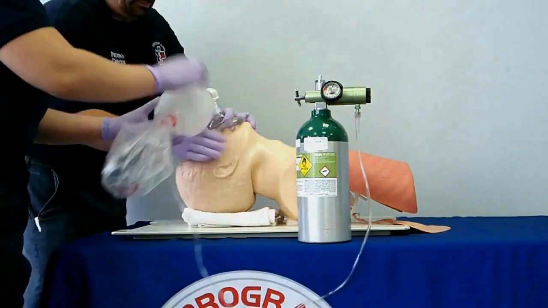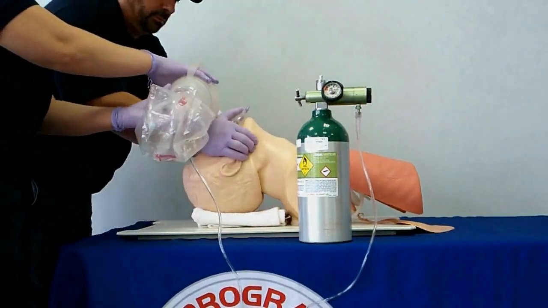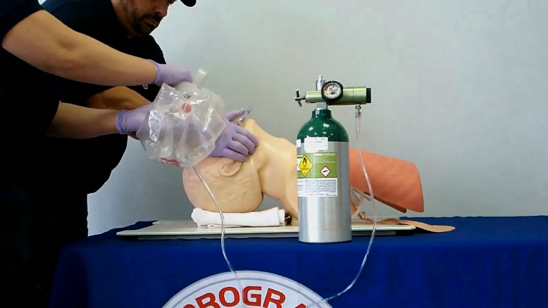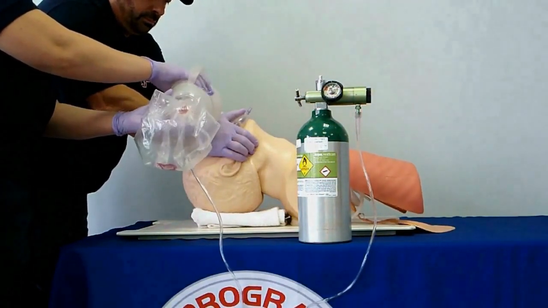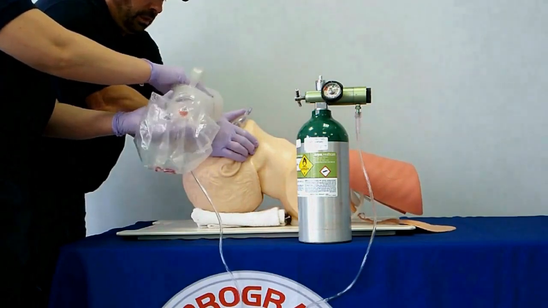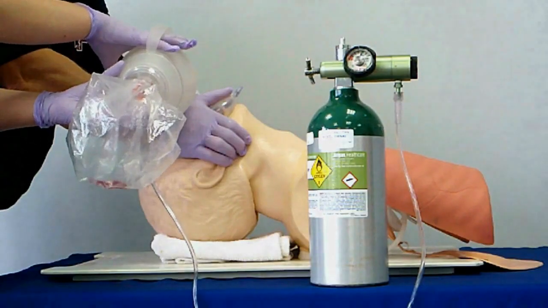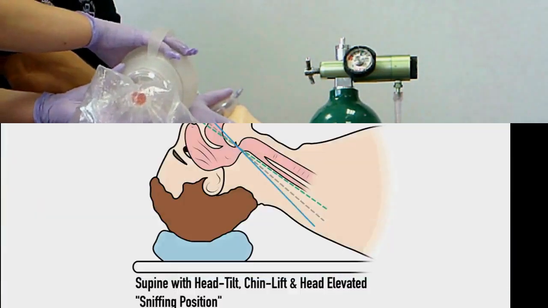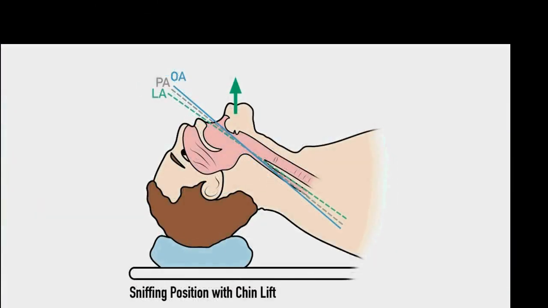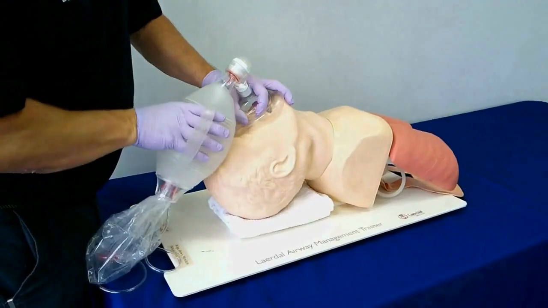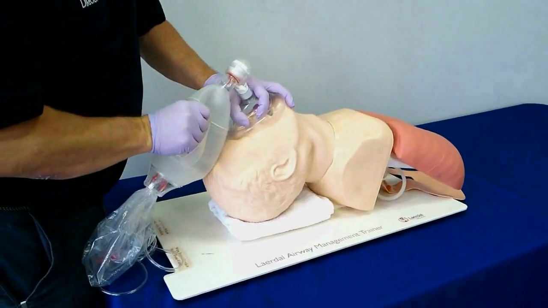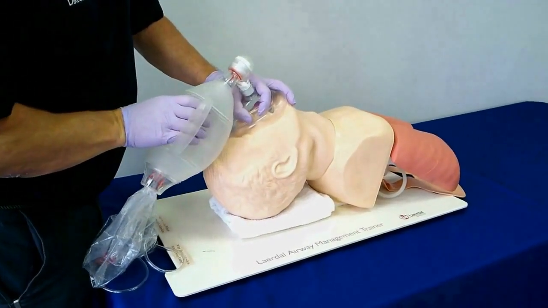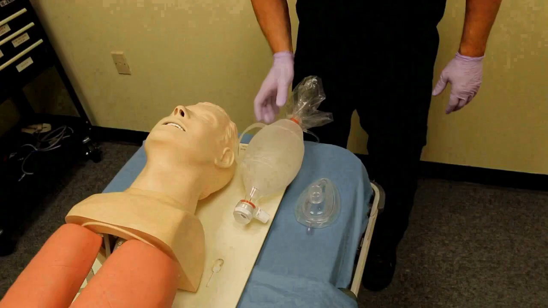When 2 rescuers are available to ventilate with the BVM, the rescuer controlling the mask should use both hands to maintain a tight mask seal and maintain an open airway. In this case, the thumb should be used to keep the mask seated to the face, while the fingers are used to lift the jaw. If no C-spine injury is suspected, the patient's head should also be tilted back and lifted into the sniffing position.